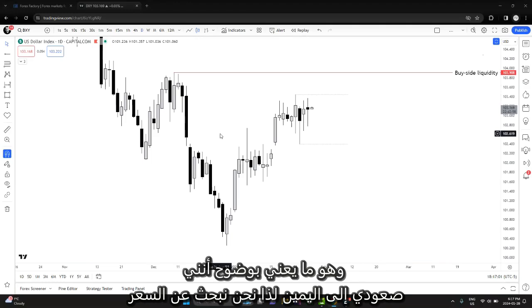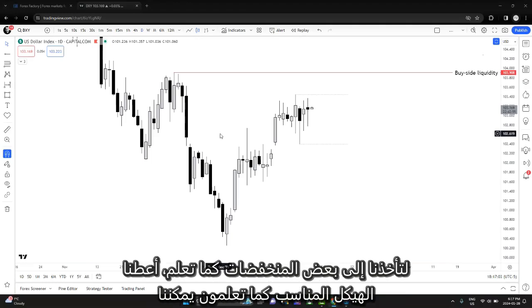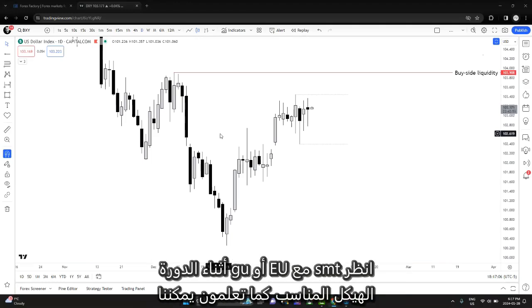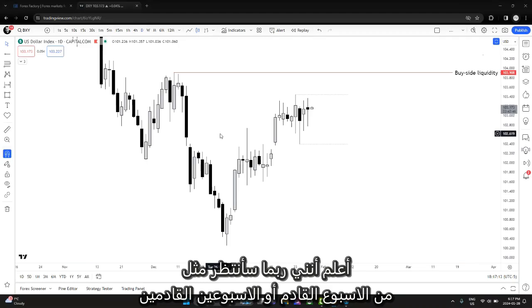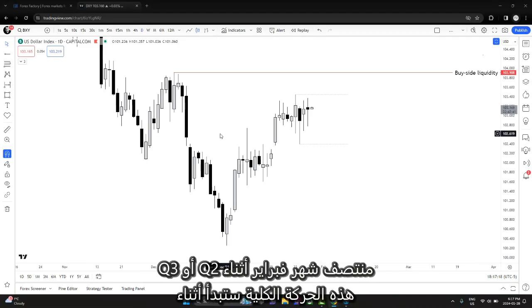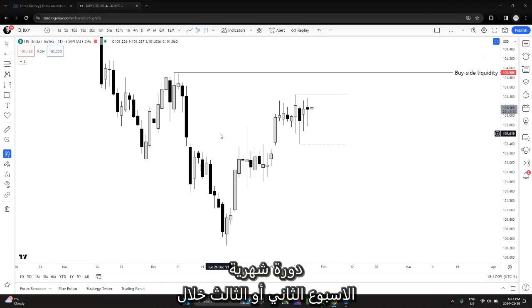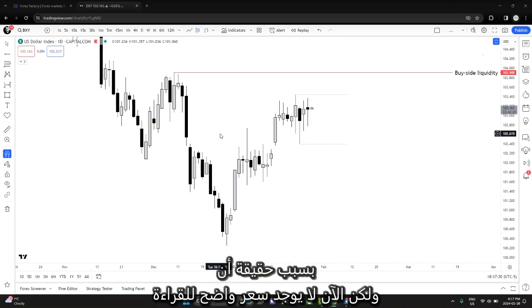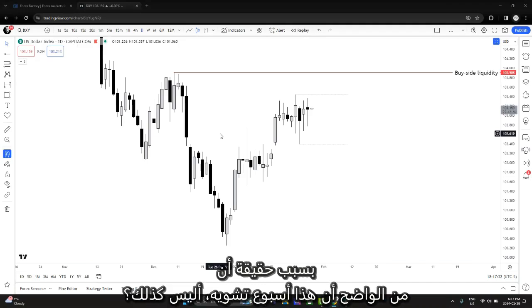So we're looking for price to take some low, give us proper structure. We could see SMT with EU or GU during the course of the next week or 2 weeks. I would probably be waiting for that macro move to kick in during the center of February, right? During Q2 or Q3, the second or third week within the monthly cycle. But now there's no clear read on price due to the fact that obviously it is a distortion week, right?